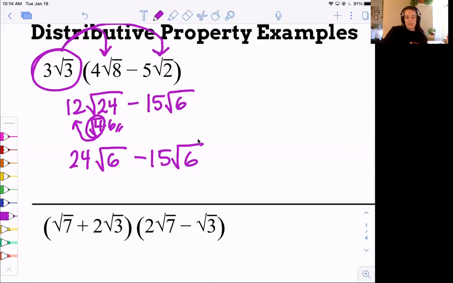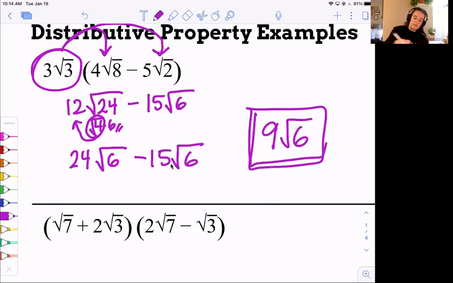Can I combine these now? Am I allowed to combine them? Or should I leave them separate? Yeah, lots of people saying yes, I can. So I have 24 of them minus 15 of them would give me 9 root 6. 9 root 6 as my answer there.